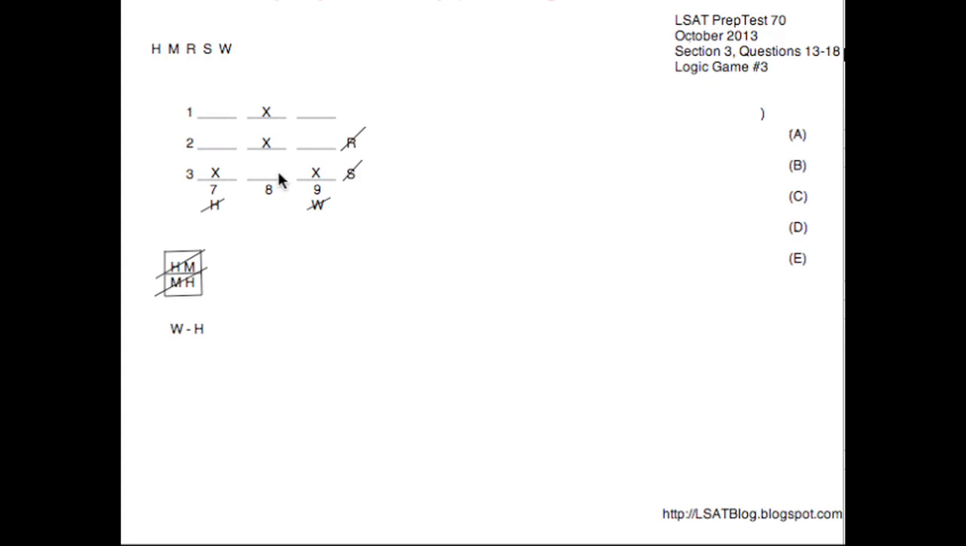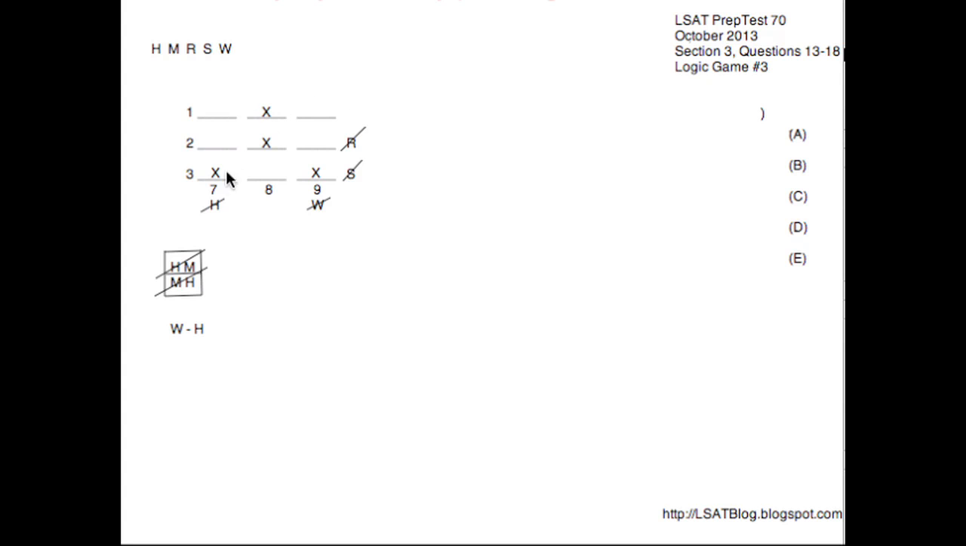I've also laid out the rules, all of which I'm going to explain. We have Western before horror, so W is before H, meaning H cannot be 1, W cannot be 3. We have S is not on 3, it's not in the third row. We have R is not in the second row. We have H and M on different screens, so I've laid that out on the side here, meaning they can never be horizontally in the same row.